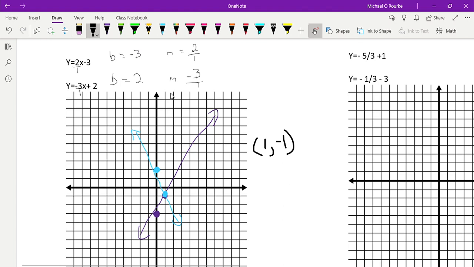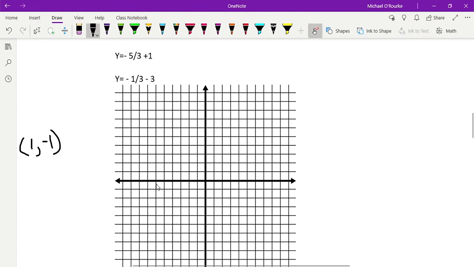Which line do you not agree with, the purple or the blue? Both? Okay, so this one here, our y-intercept is negative 3 for the first one. So I put a dot at negative 3. My rise over run is 2 over 1, which means I go up 2 over 1. Okay.